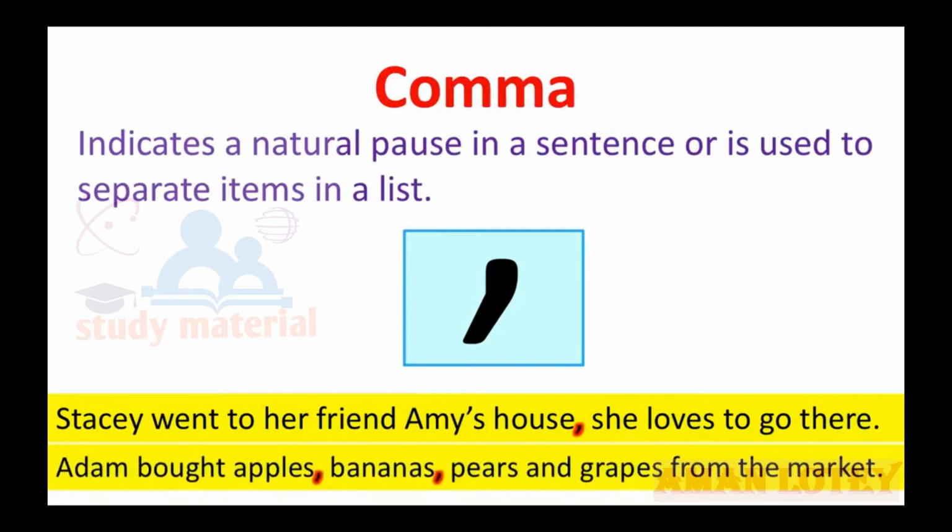Adam bought apples, bananas, pears, and grapes from the market. This example shows us where a comma can be used to separate items in a list.